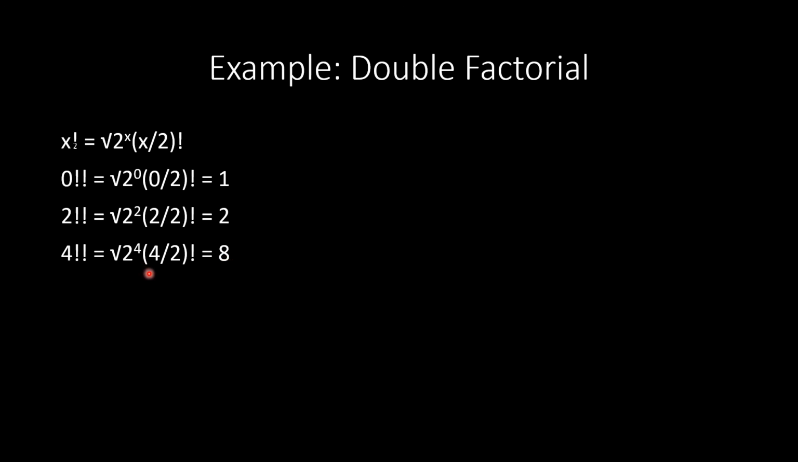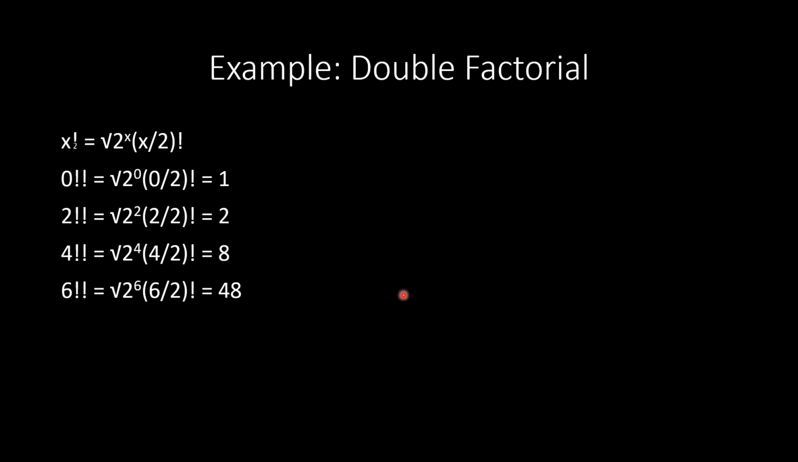Then 4 times 2, 8. 6 double factorial, 2 to the 6, 8. 6 over 2 factorial, 3 factorial, 6, 48. And those continue on. And we see, indeed, each term multiplies by this n.